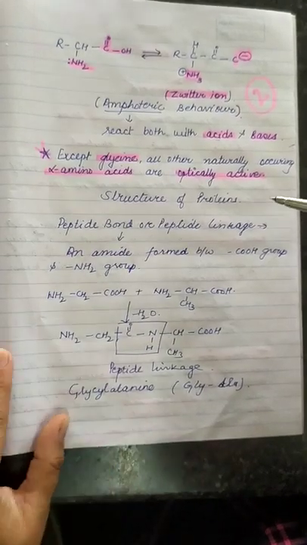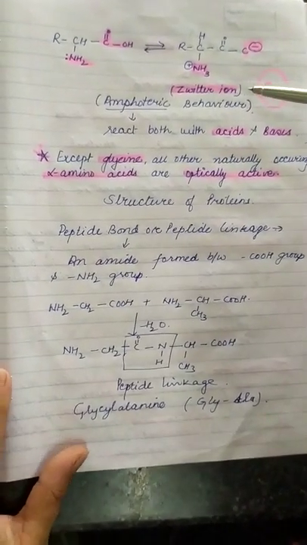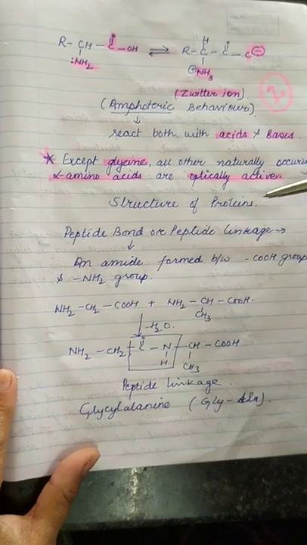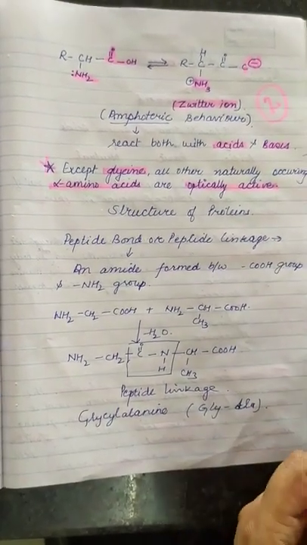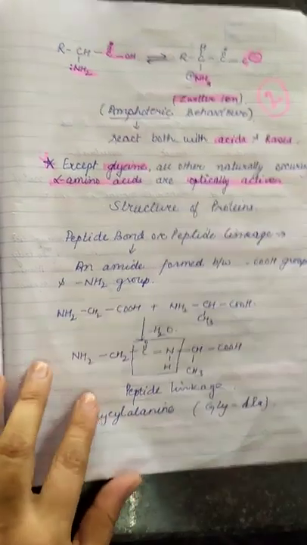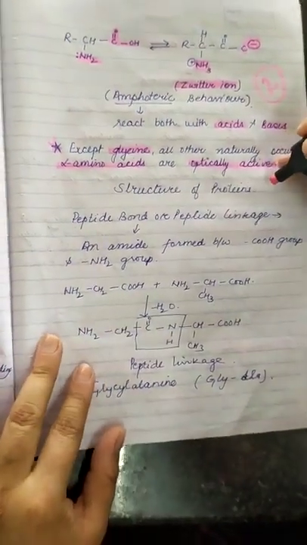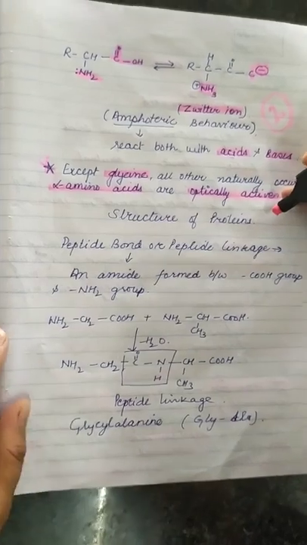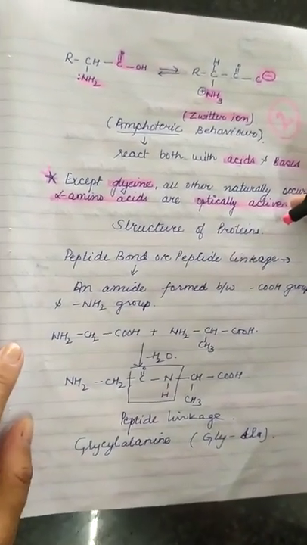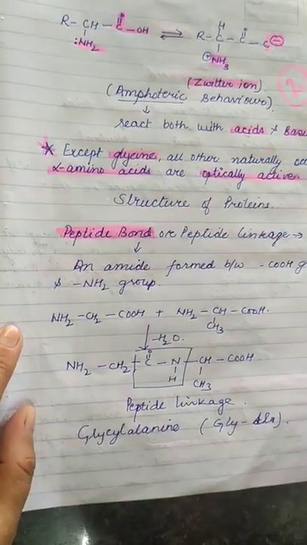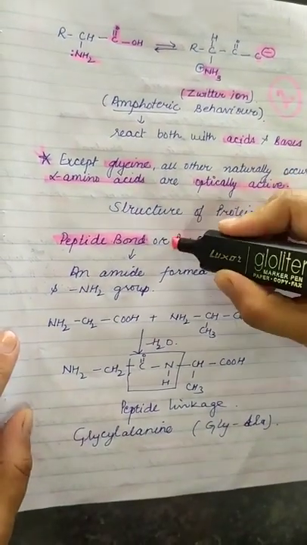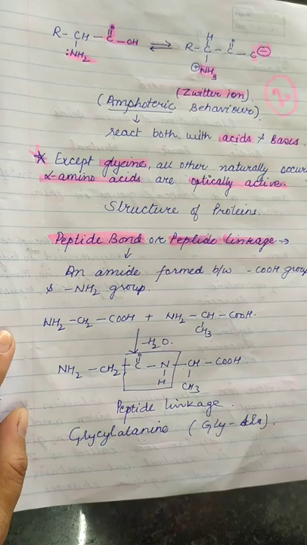Good morning, students. As we have already done about the zwitter ion, now we'll talk about the structure of proteins, which is very important. As we know, amino acids, when they join together, make proteins. What kind of bonding do they have when one amino acid joins with another amino acid? The bonding between the two amino acids is called peptide bond, which is very important, and it comes in the exam also. Or it is also called peptide linkage because they are linking with each other.